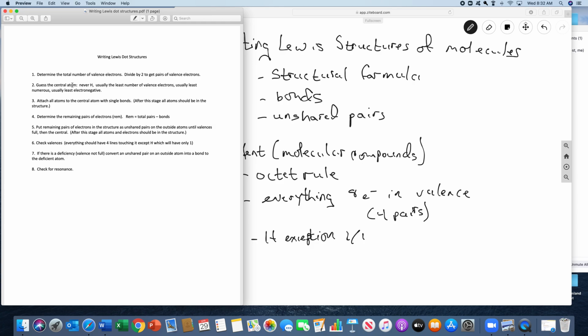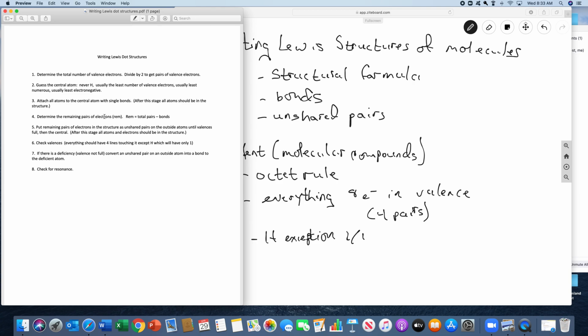Then we're going to guess the central atom. Some things make it a good guess. It'll never be hydrogen, because if you're in the middle, that means you're attached to at least 2 things. Each attachment is a bond, which is 2 electrons. If hydrogen was attached to 2 things, it would have 4. And remember, hydrogen only gets 2 in its valence. The central atom is usually the one with the least number of valence electrons, usually the least numerous, usually the least electronegative, but these are usuallys, all right? Then we attach all the atoms to the central atom with single bonds, and at the end of this stage, all the atoms should be in the structure.